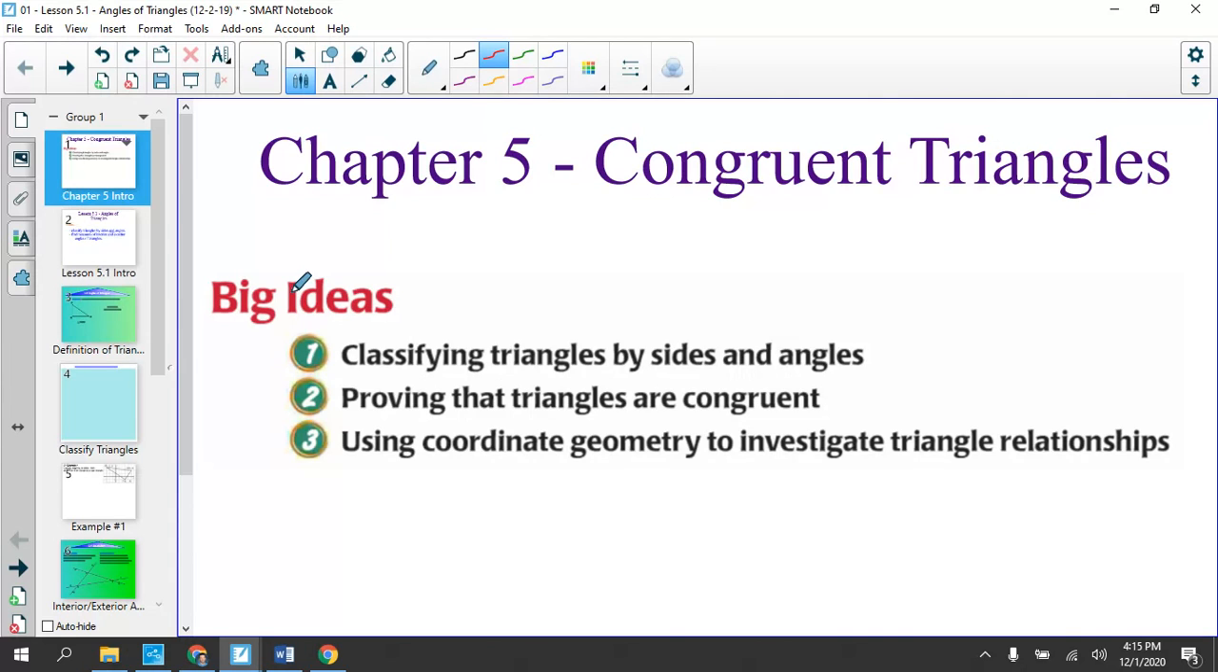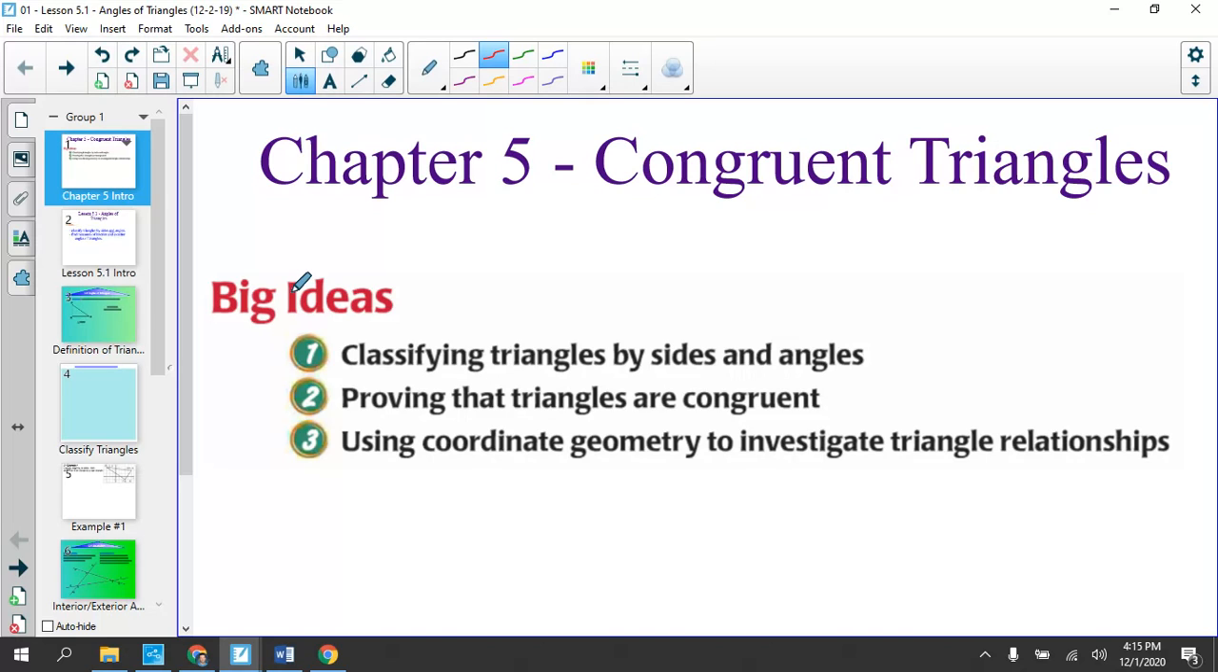All right, and welcome to the lesson 5.1 notes here. We're actually starting a new chapter, chapter 5. It's a chapter that focuses on, as the heading says, congruent triangles. So we've got to define what it means for triangles to be congruent. It's really broken into two parts.